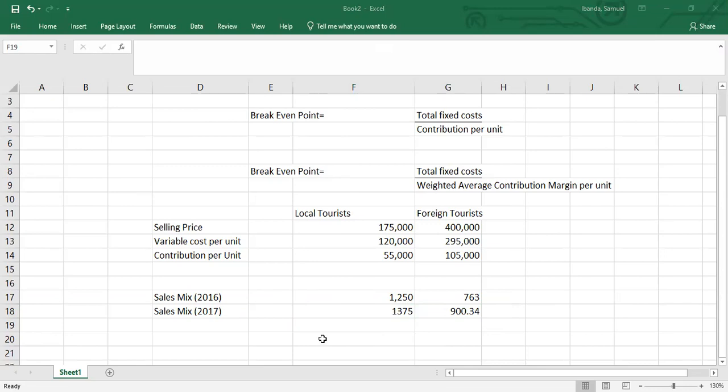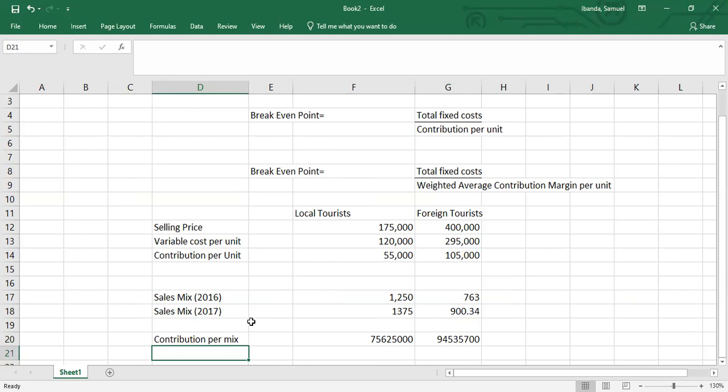Yeah. So for us to get the contribution per mix, which is the same as the weighted average contribution, we multiply the contribution per unit with the sales mix. So you're saying we multiply 55 with that 13? Yes. So 55 times this, and then 900 times this also. That's contribution per mix.